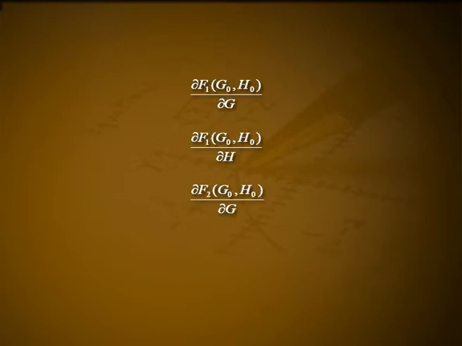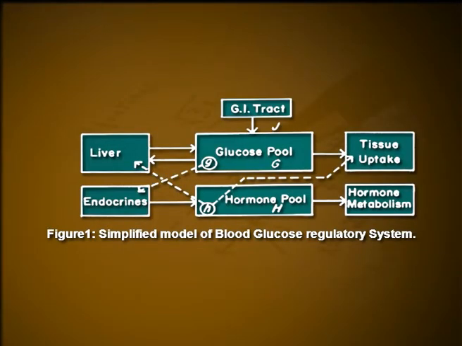No means exist of determining a priori the numbers ∂f1(g₀,h₀)/∂g, ∂f1(g₀,h₀)/∂h, ∂f2(g₀,h₀)/∂g, and ∂f2(g₀,h₀)/∂h. However, we can determine their signs. In figure 1, you can see the simplified model of the blood glucose regulatory system.